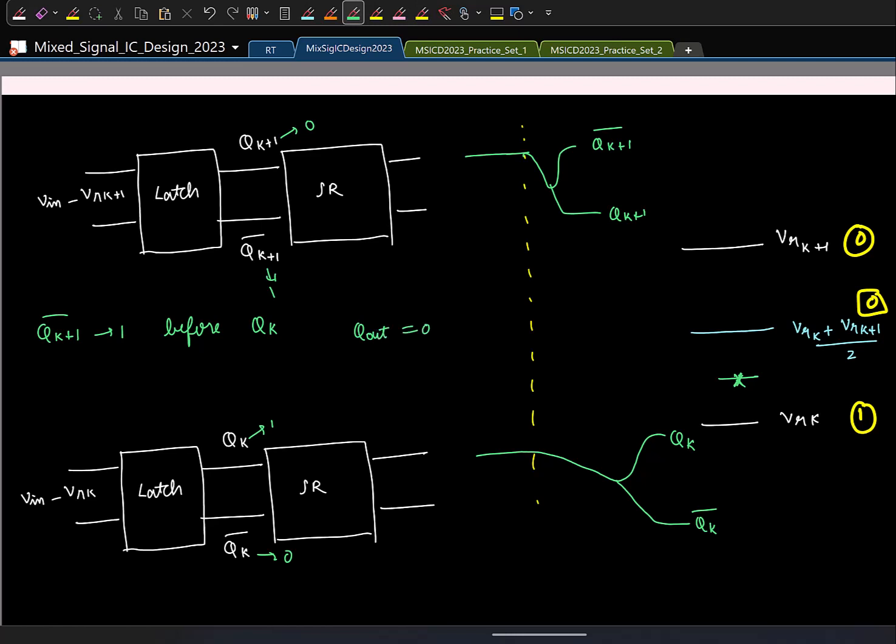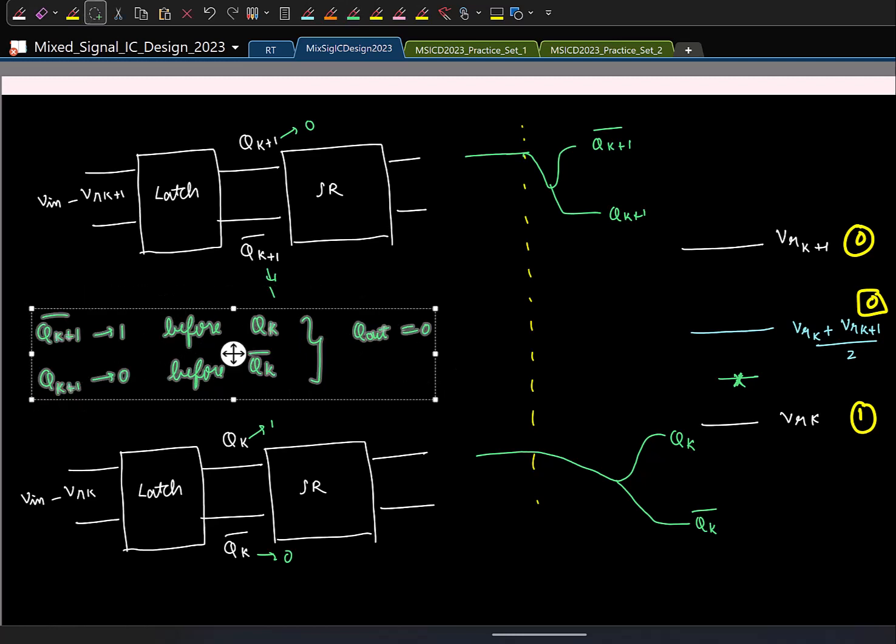I can also look at the complements. I can also say that qk plus 1 goes to 0 before qk bar. Both are the same, right? So let me actually copy paste this.